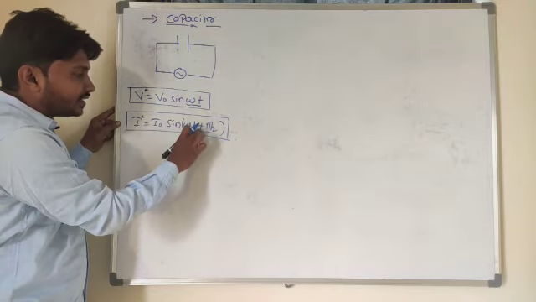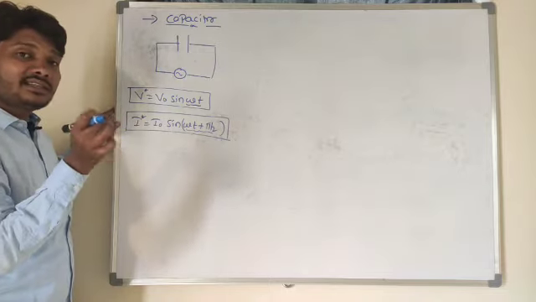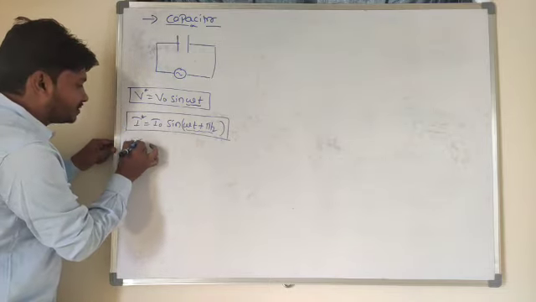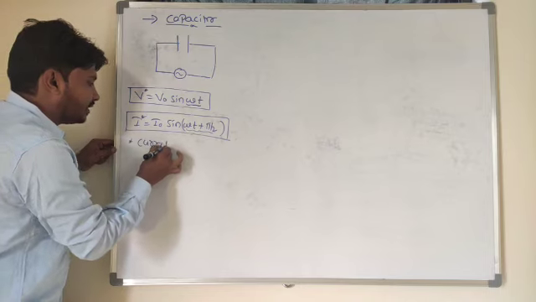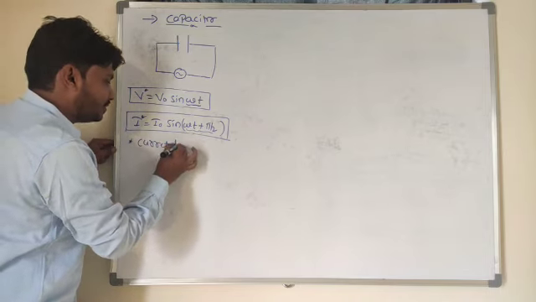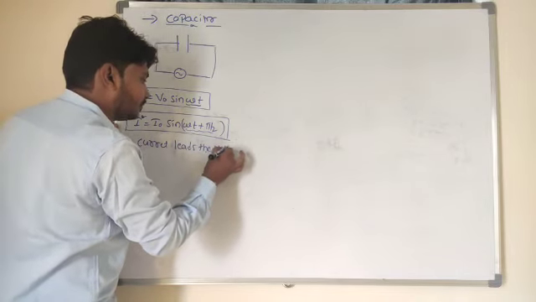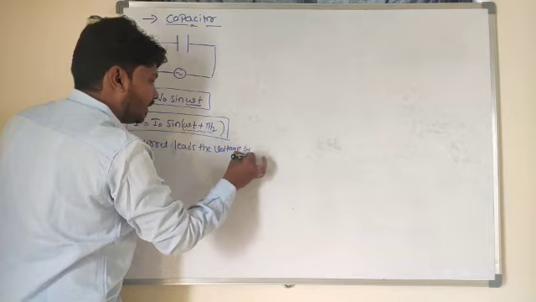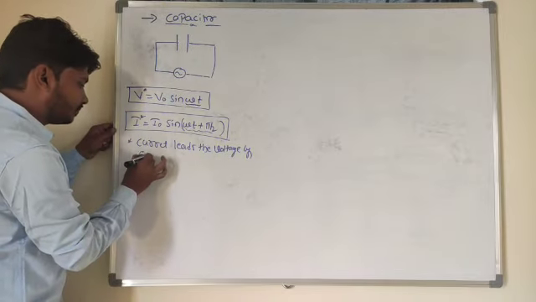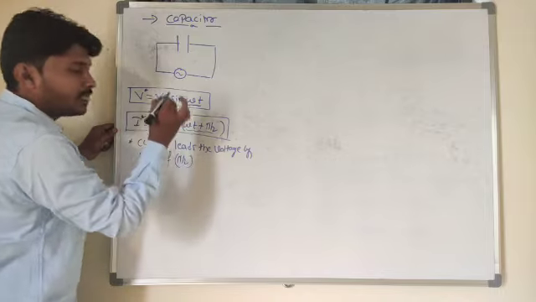But in the case of the capacitor, plus pi by 2 is there. So what does it mean? Current is leading here. So in the case of a capacitor, current leads the voltage by an angle of pi by 2 here.